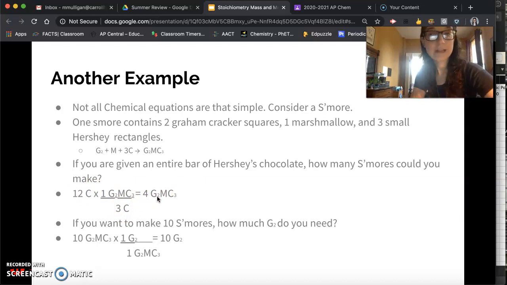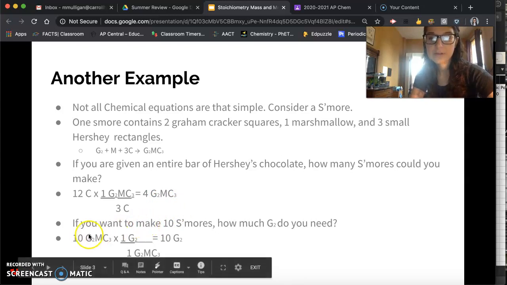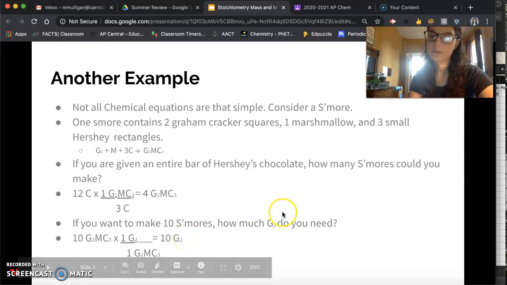If you wanted to make 10 s'mores, how many G2s would you need? For this one, you start by saying, okay, 10 s'mores, that's 10 G2MC3. There's 1 G2 for every 1 G2MC3. I get that from the coefficients in the balanced chemical equation. And I find out that I need 10 G2s, which is 10 rectangles of graham cracker.